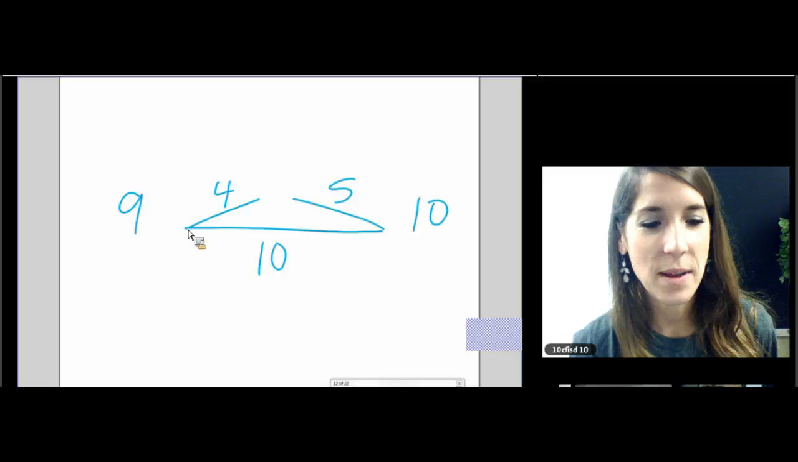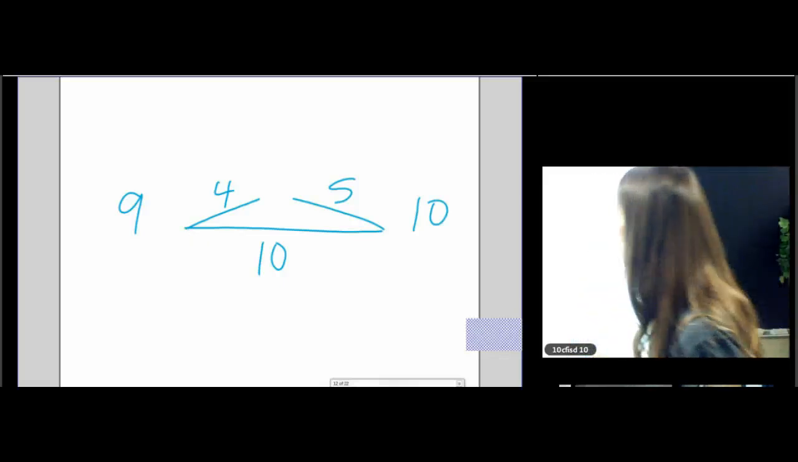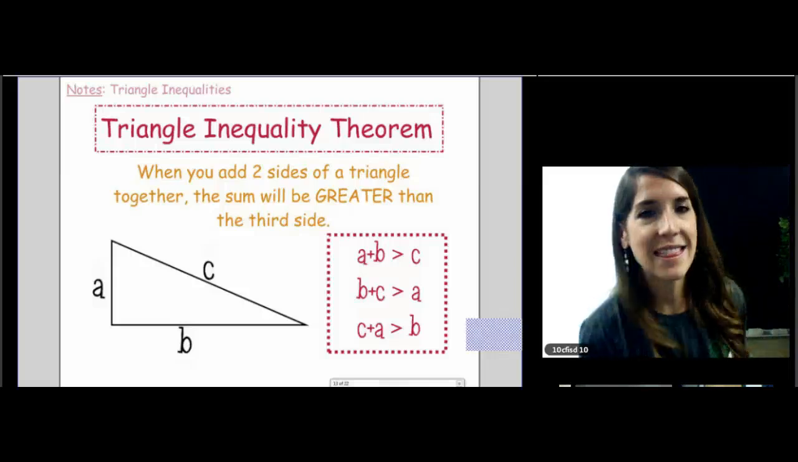Two sides have to be greater than or equal to the largest side. Okay? So here's the theorem. Here is the theorem. Write it down.